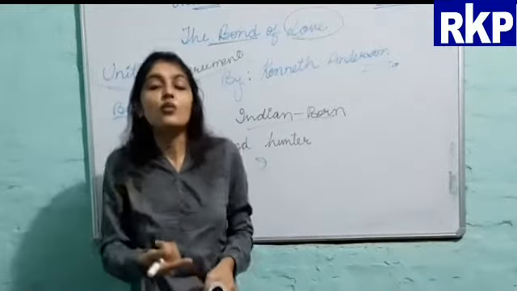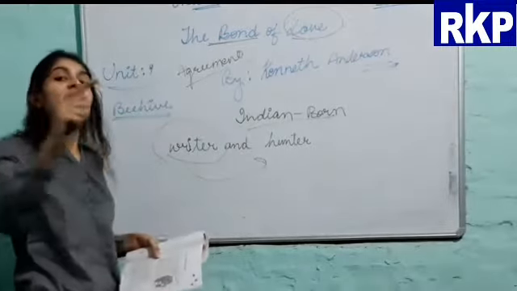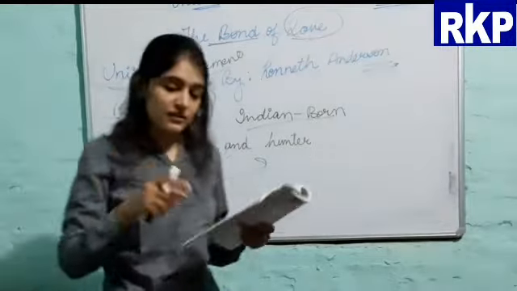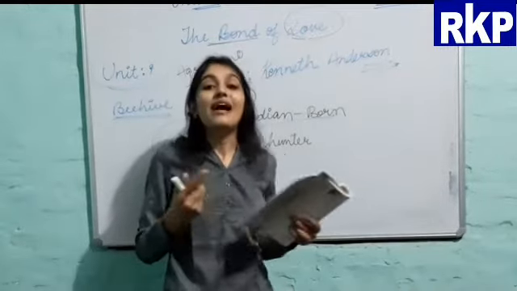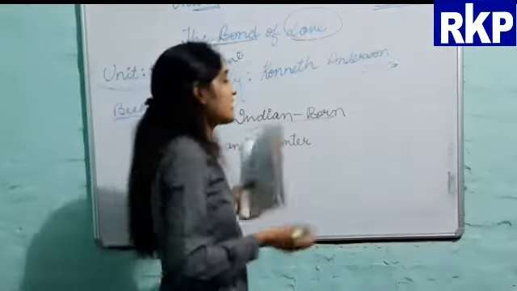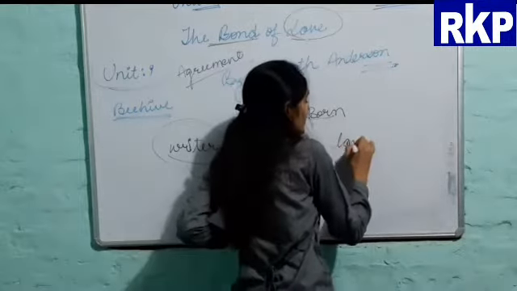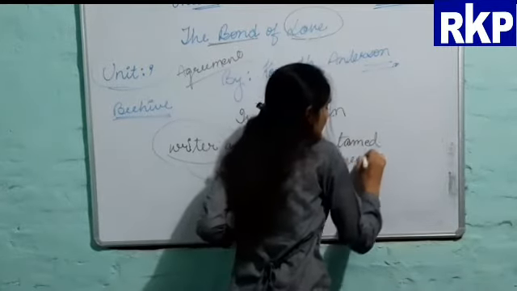From the first line before you read, you can make out what the chapter is going to have: a bond between a human being and an animal, and that's a wild animal. Wild animals, it is said, can't be tamed easily. Tamed means they can't be domesticated.